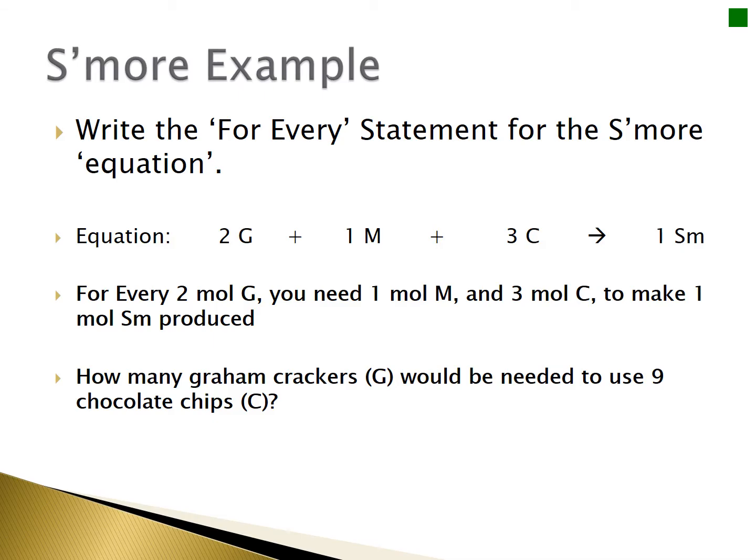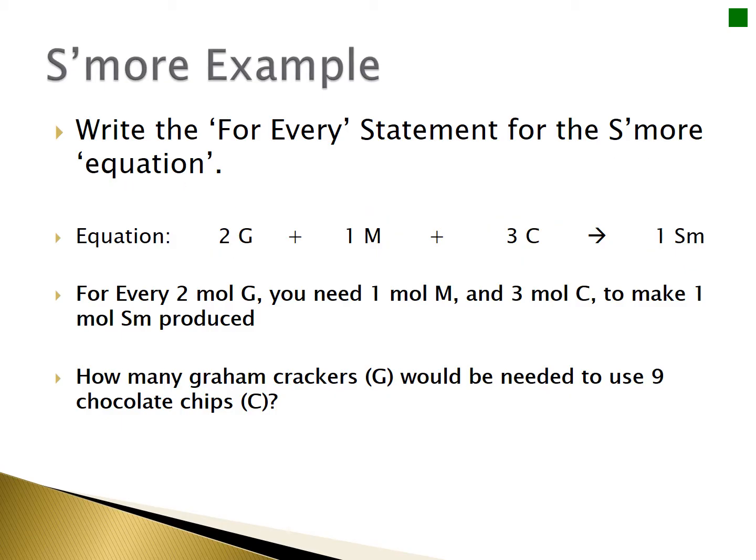So if we write the for every statements, if you think way back to first semester, okay, if we look at a s'more equation, so what the heck is a s'more? Well, it's always you want some more, right? But what is a s'more? Well, you need 2 graham crackers, 1 marshmallow, and 3 chocolate chips in order to make 1 s'more. So if we look at this, it looks like basically it's a balanced chemical equation.